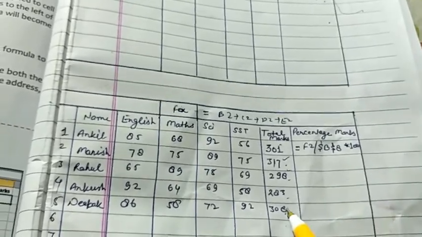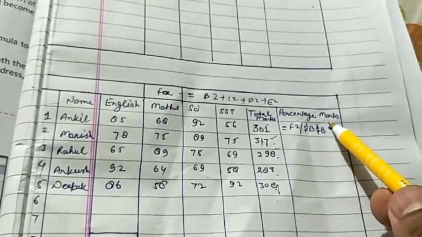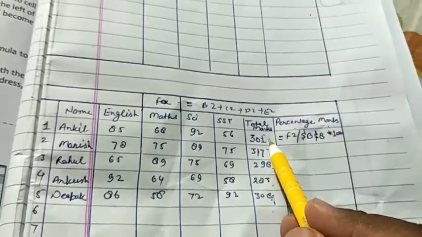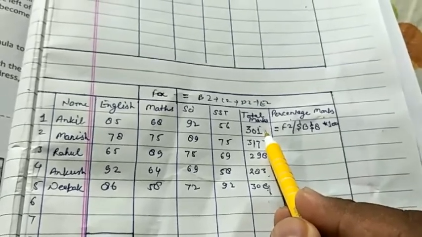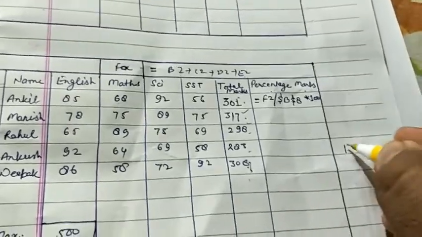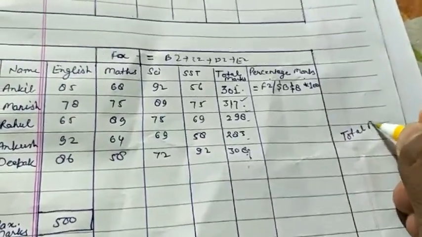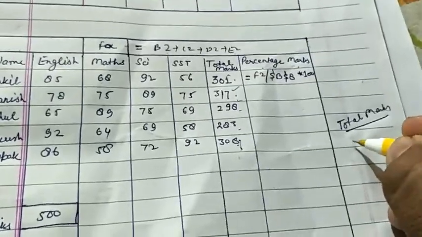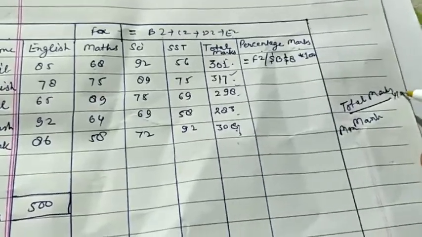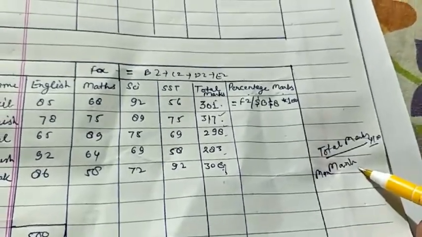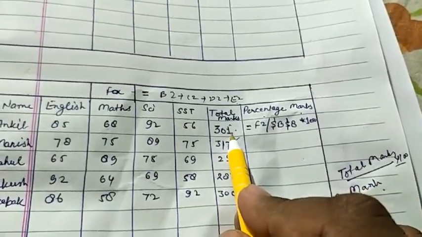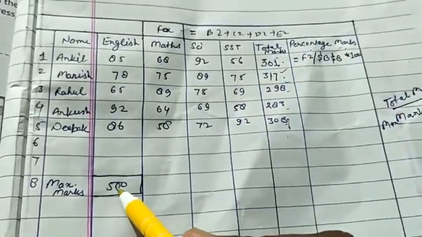After that, if you want to find the percentage marks, how will you find them? You will divide the total marks by the maximum marks and then multiply by 100. That is the formula to find the percentage. You will write the total marks, then the maximum marks, and then multiply by 100, then the percentage will be calculated. That is a formula used in mathematics.